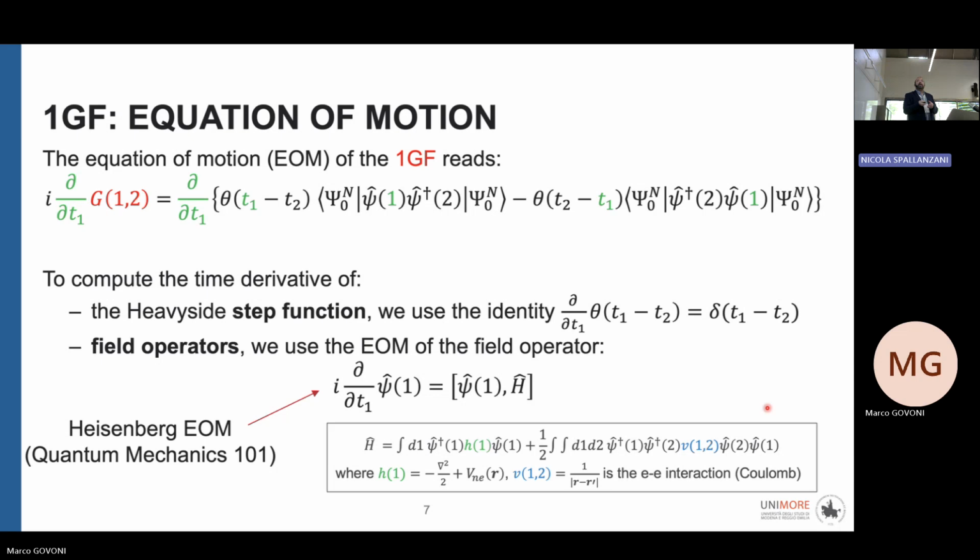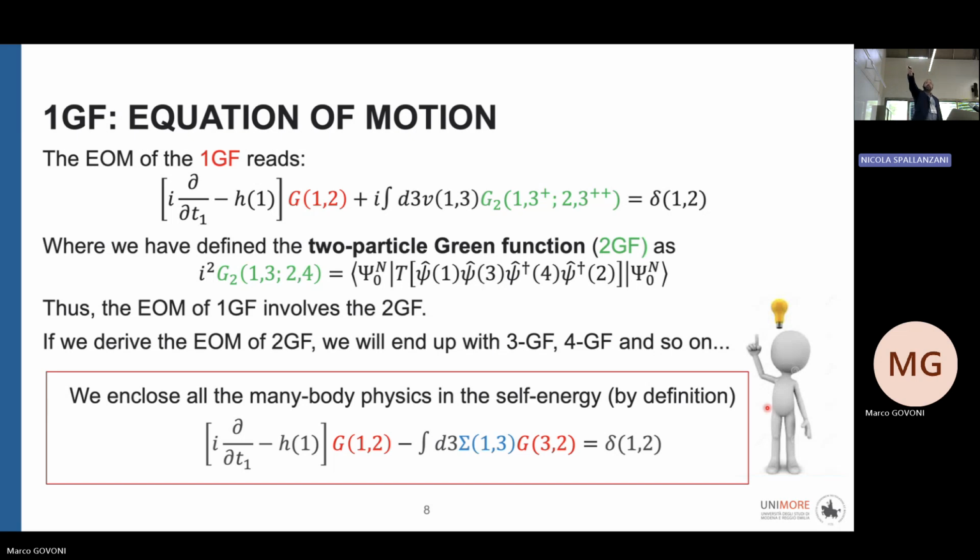To use this method, you have to set up an equation of motion for a single-particle Green's function, and after a long derivation, where you have to differentiate with respect to time the step function present here and the field operators using this commutator, you end up with this equation of motion. So to know the single-particle Green's function, you have to know the two-body Green's function, and so on. But to know the two-particle Green's function, you would have to know the three-particle Green's function, the four-particle Green's function. So there is an open hierarchy of equations where you cannot know the single-particle Green's function until you solve all the many-body Green's functions. So to close this, we define the self-energy. Now we only have an equation for the single-particle Green's function, and we have hidden all the many-body physics in the self-energy, as you heard this morning already.